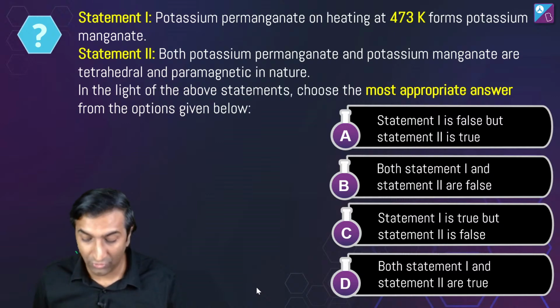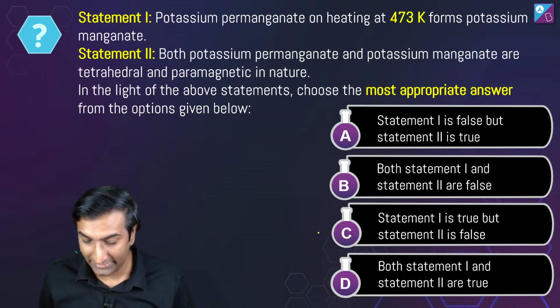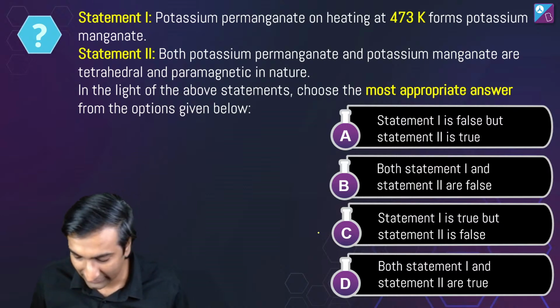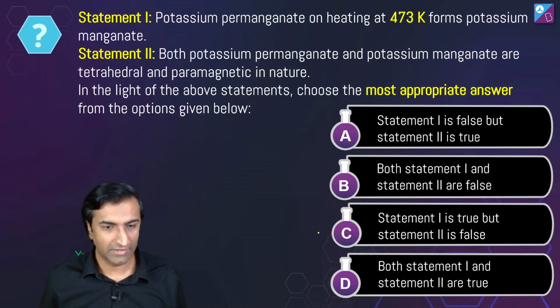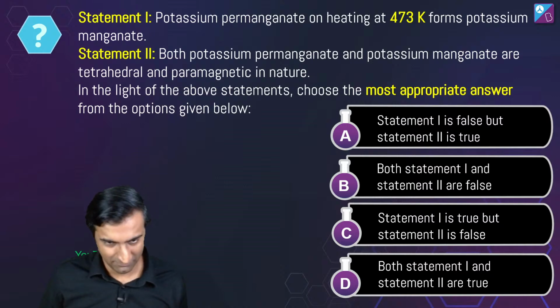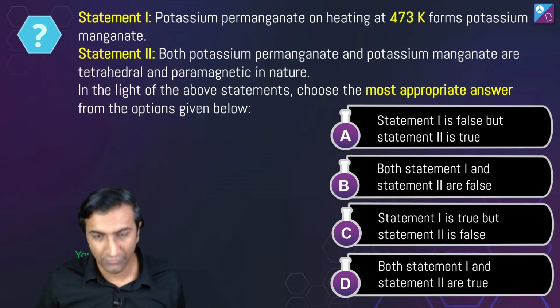Potassium permanganate on heating at some temperature forms potassium manganate. Both potassium permanganate and potassium manganate are tetrahedral and paramagnetic in nature. Try it out, guys. What do you think about this question? Yes, Shlok, Aditya Vikram, Yuvraj, chemistry lover. Right, absolutely correct. Why is he tracking what you said? You said it right. What about this question, guys? What do you think?